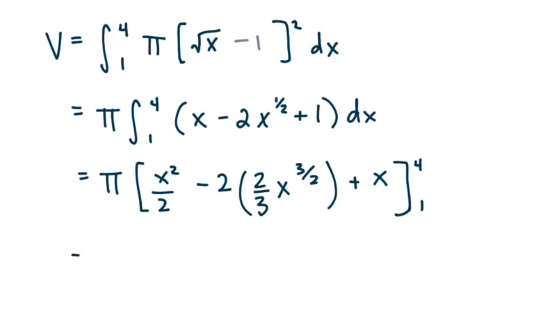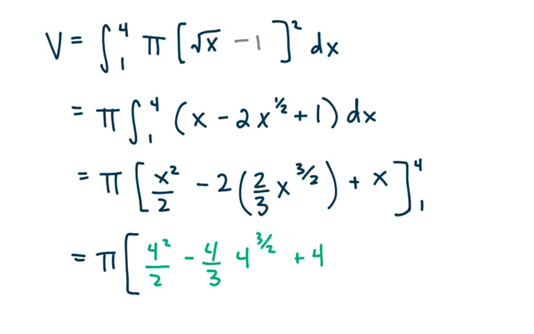So looking at this with 4, leave my pi in front. I have 4 squared over 2 minus 4/3 times 4 to the 3/2, plus 4. So now we'll do the same, plugging in 1. So minus whatever this quantity will be. I have 1 squared over 2 minus 4/3 times 1 to the 3/2 plus 1.